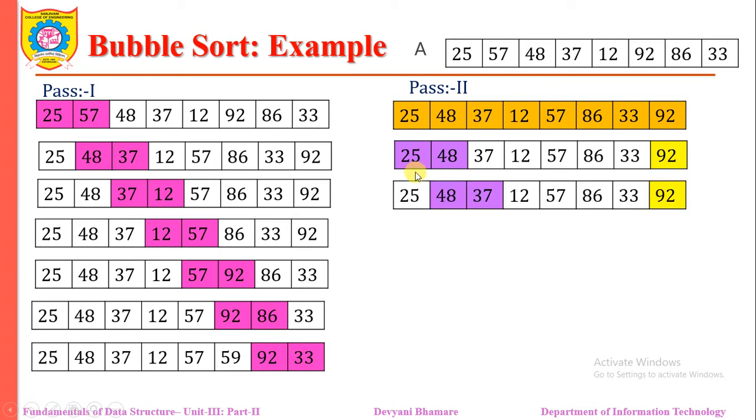25 and 48 are compared. No need to swap. Then 48 and 37 are compared.